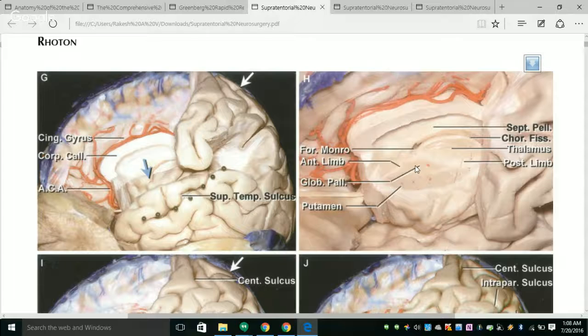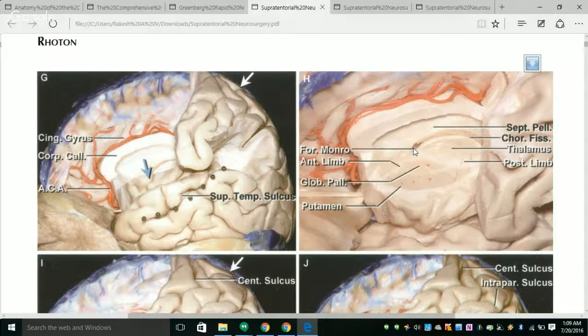The posterior limb of the internal capsule is located between the thalamus and the lentiform nucleus. So between the thalamus and the lentiform nucleus, we can clearly see here the posterior limb of the white matter of the internal capsule. Now the genu, the knee of the internal capsule, is located just lateral to the foramen of Monro.